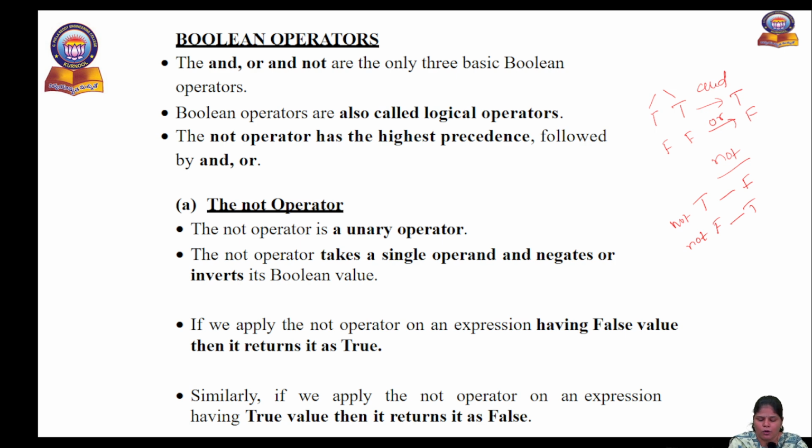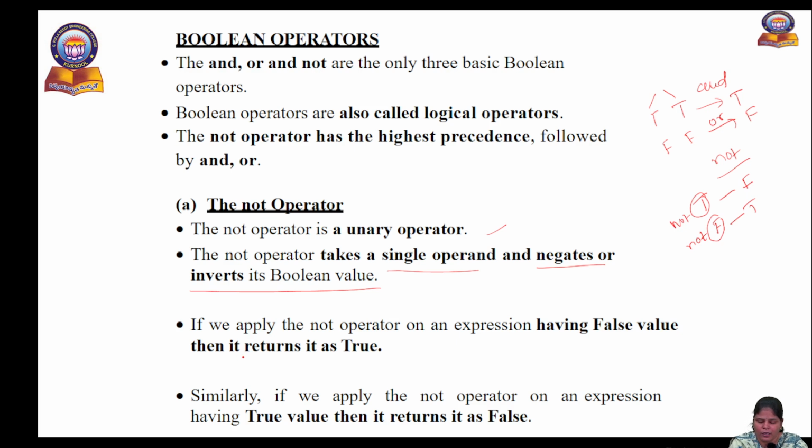So the NOT operator is a unary Boolean operator. Here we are using only one operand at a time, so we are calling it a unary operator. It takes only a single operand and negates or inverts its Boolean value. So if the value is true, it gives the output false. If the value is false, it gives the output as true.